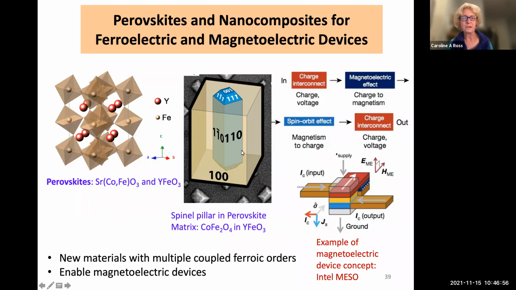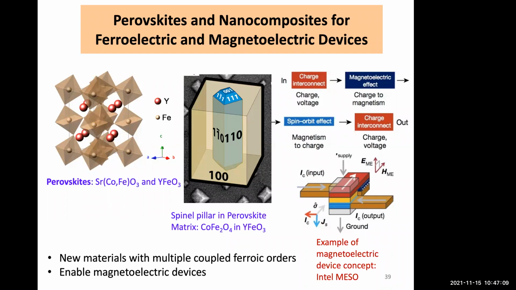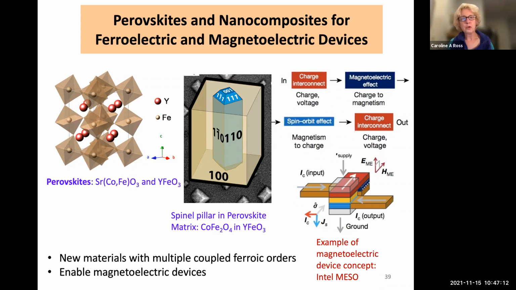I want to show you some results on oxides or insulators other than garnets. And we're focusing on making perovskite and spinel materials, which show both magnetism and ferroelectricity. So the garnets are wonderful magnets, but they're not ferroelectric. And we have many devices where we would like to take advantage of ferroelectric coupling to the magnetism. So one example of this is a device concept called MESO, which is developed by Intel. And there are others of these kinds of devices, but I'm just highlighting this one.